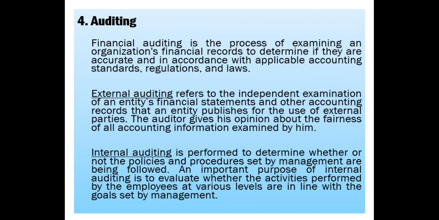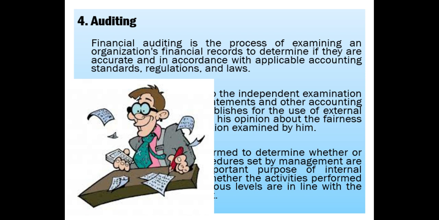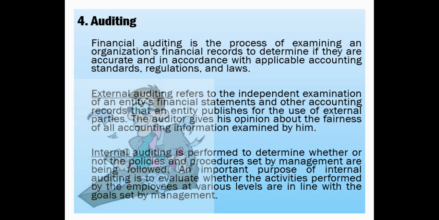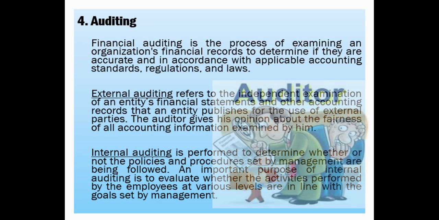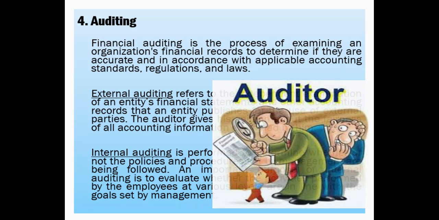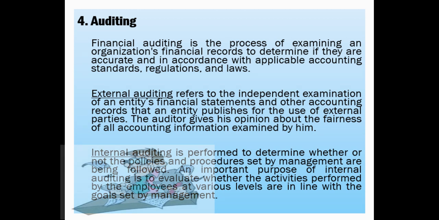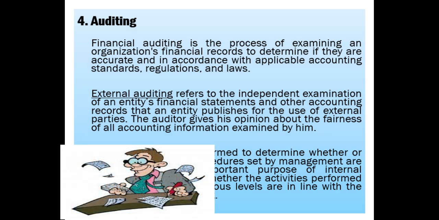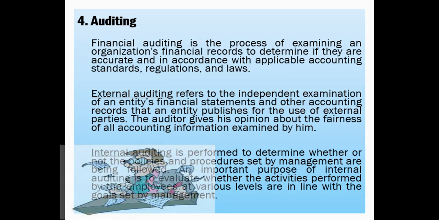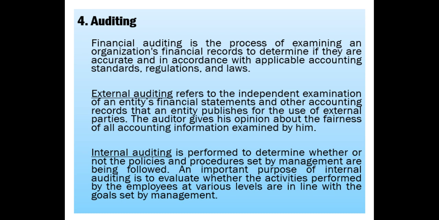4. Auditing. Financial auditing is the process of examining an organization's financial records to determine if they are accurate and in accordance with applicable accounting standards, regulations, and laws. External auditing refers to the independent examination of an entity's financial statements and other accounting records that an entity publishes for the use of external parties. The auditor gives his opinion about the fairness of all accounting information examined by him.